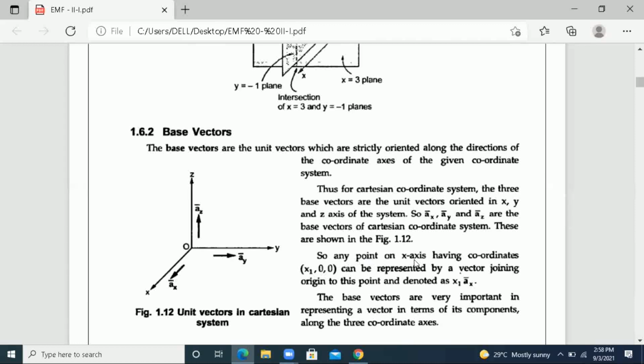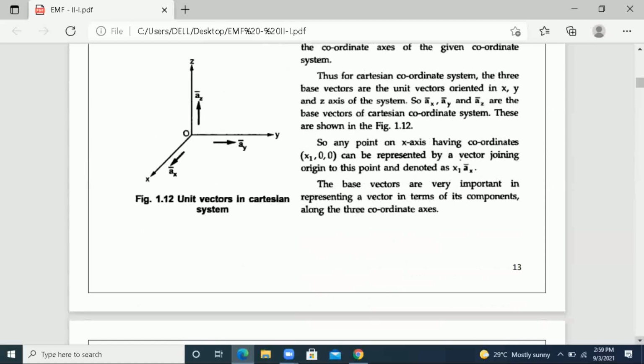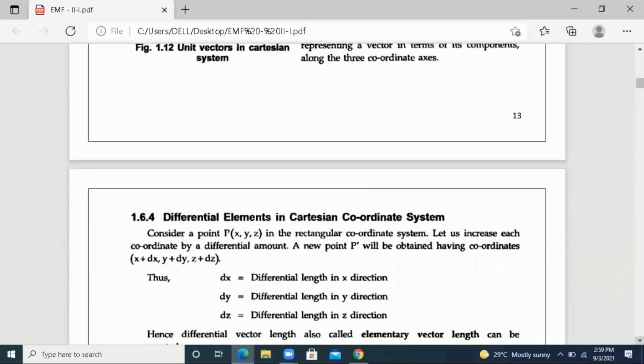So any point on the x-axis having coordinates x1, 0, 0 can be represented by a vector joining the origin to this point, and it is denoted x1 ax. So make sure you understand what the base vector is. It's very important, as you will soon see.